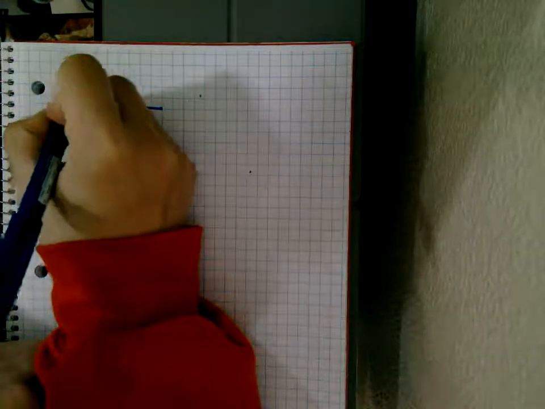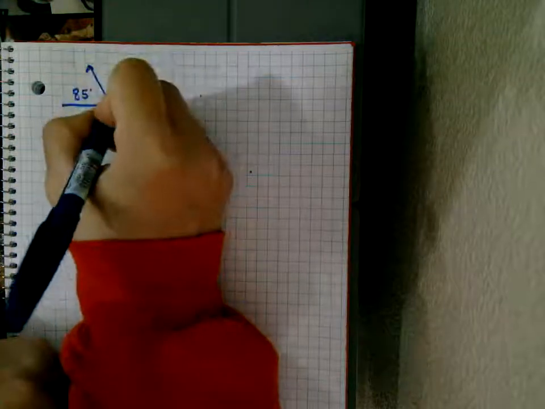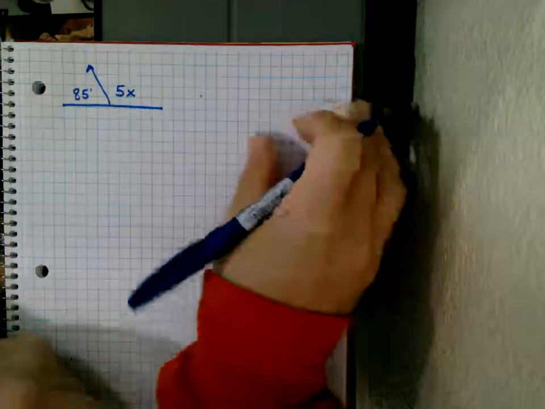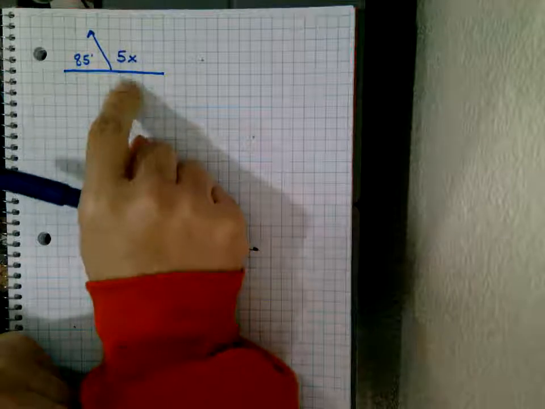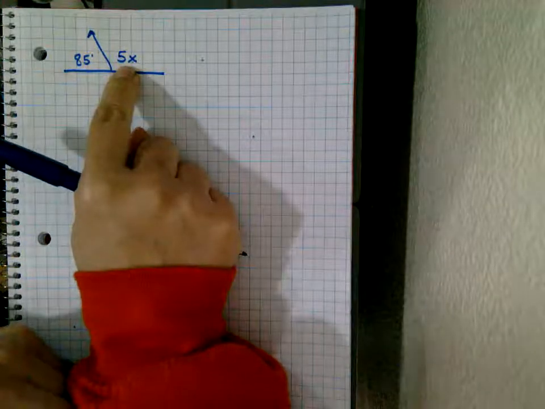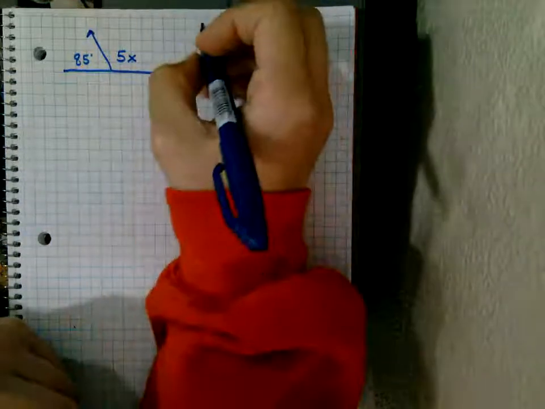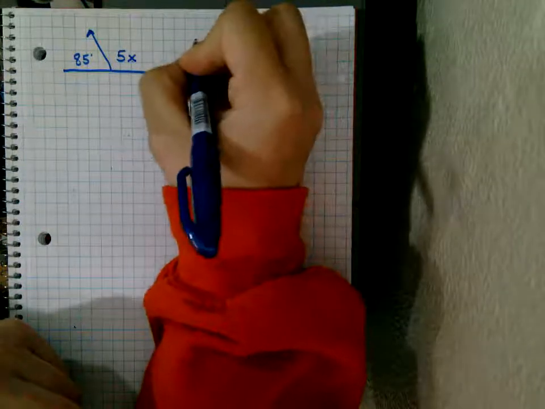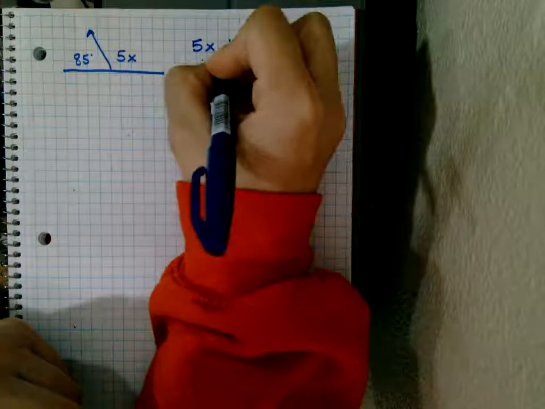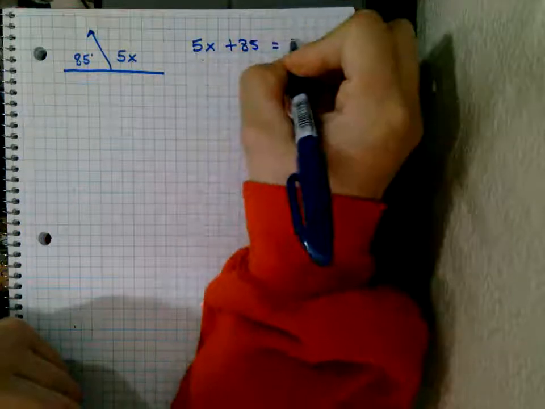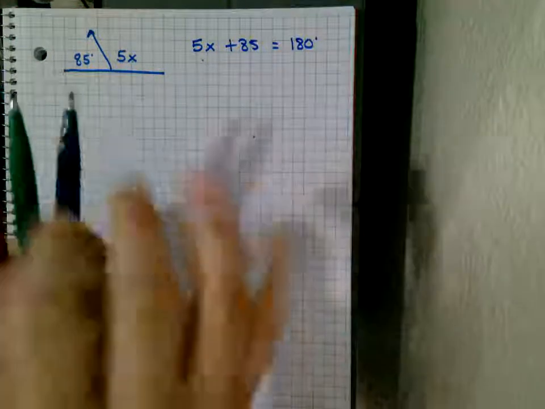So let's say we have an angle here, 85 degrees and 5x. So what makes this a level 2? Well, this makes it a level 2 because you don't just have x, you have 5x, which requires us to do multi-step. You won't get your answer right away. So we have 5x plus 85 is equal to 180 degrees.